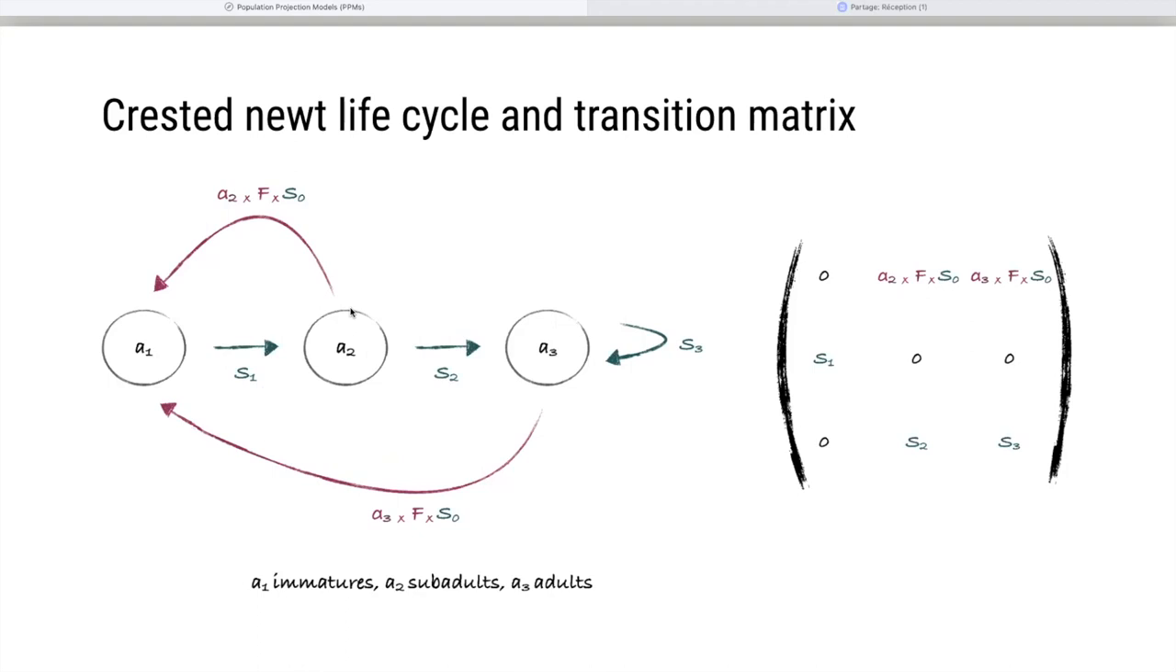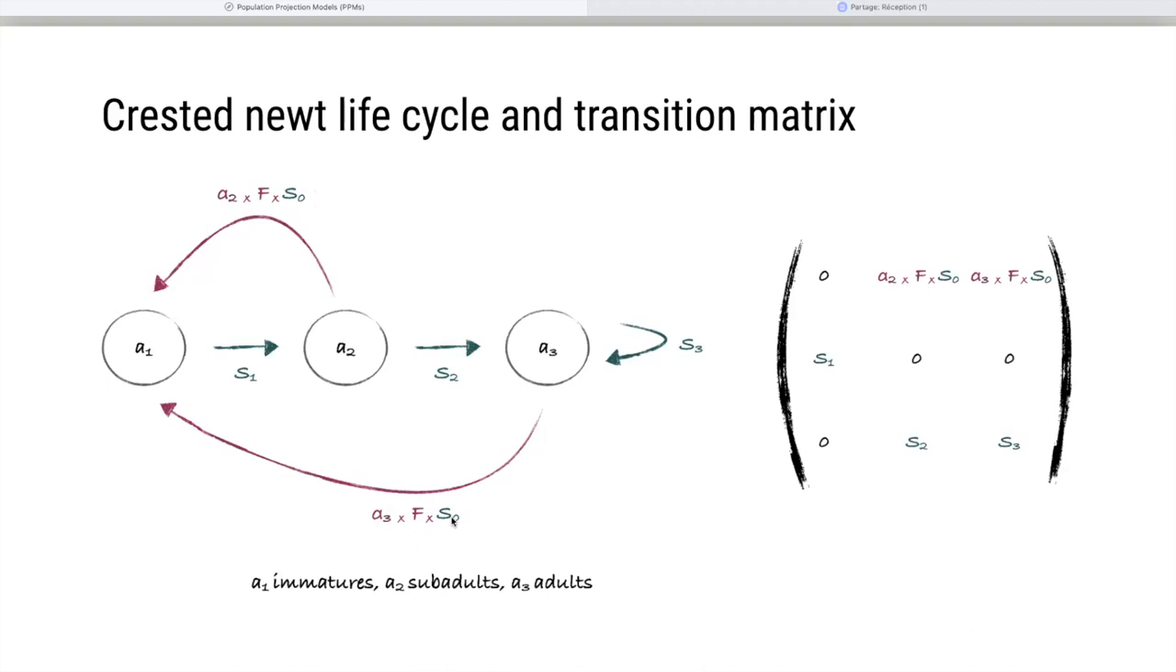So we have a production of new individuals that will become immature, with alpha 2, the probability of breeding of immatures, that is not 100%, times fecundity times the probability that the offspring will survive until the first birthday, so first year survival. And adults can also breed with a probability alpha 3. I think this is 100% for the adults, times the number of offspring, times first year survival of the offspring.